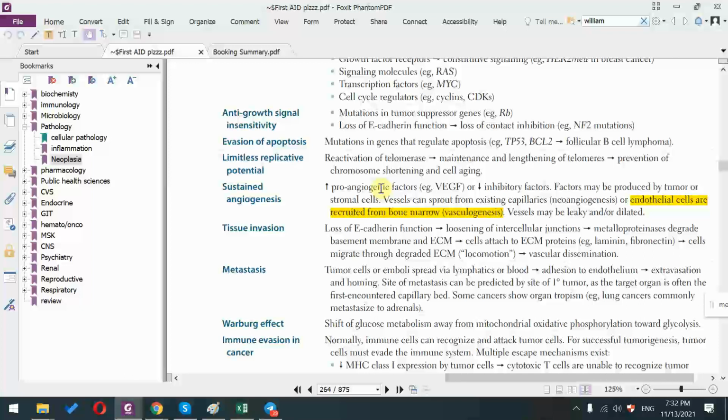So here's the thing. If you make so many new vessels, will they be 100% perfect, or is there more risk of mistakes if you make so many new vessels? Mistakes occur. The type of mistake is that they will become much more leaky. And if they are more leaky, what is the big deal? They can leak the tumor cells, which can then spread all over the place. So that's for angiogenesis.